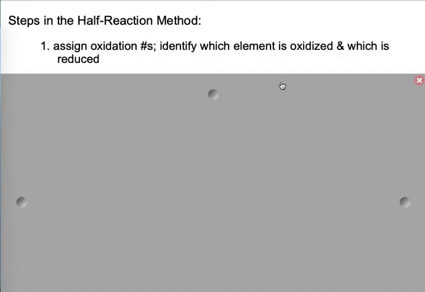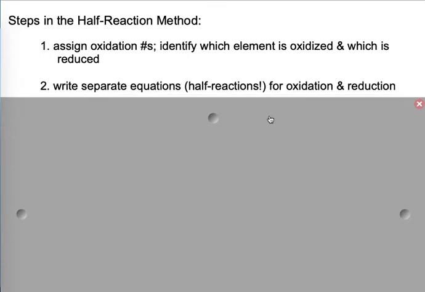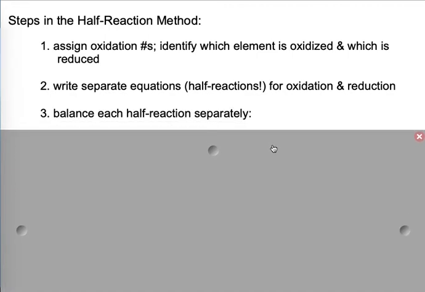Step number 1, assign oxidation numbers to every element on each side of the equation, and based on changes in oxidation numbers, identify which element is being oxidized and which is being reduced. If you need to go back and review assigning oxidation numbers, we will certainly go over that. Step number 2, you'll write separate equations, which are the half reactions for the oxidation-reduction steps. And then you will balance each half reaction separately.